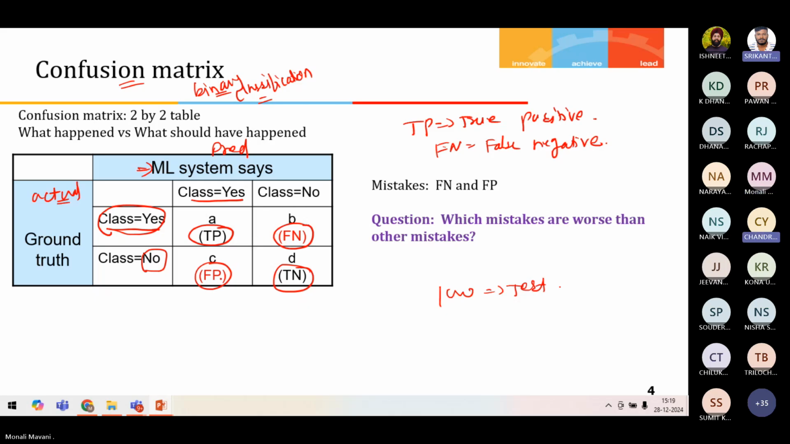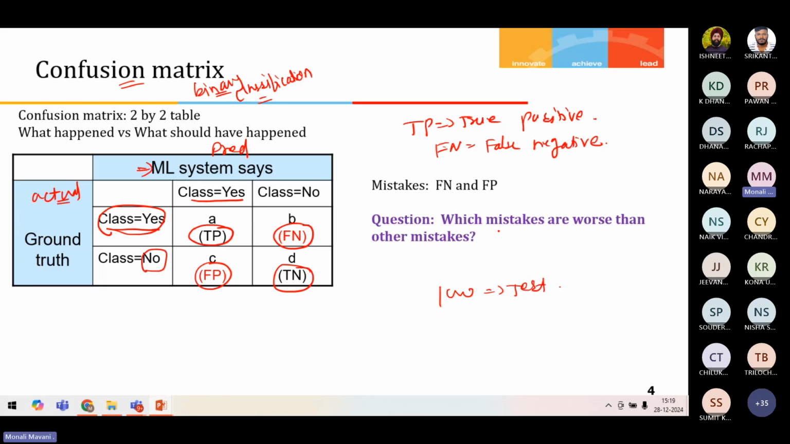False negative and false positive. True positives are not the ones, which numbers will you not like if those numbers are high? False negative and false positive. These are the two numbers we don't want. But there's a lot more general theory.